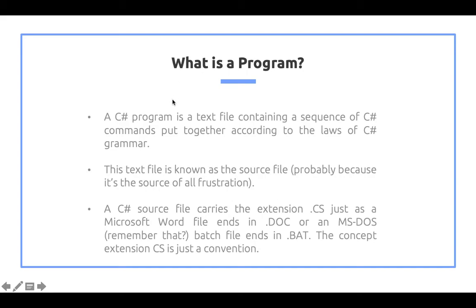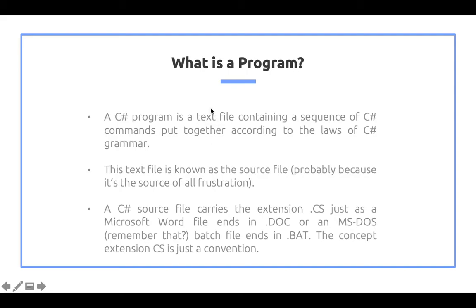So what is a program? When we are talking of a C Sharp program, it is simply a text file containing a sequence of C Sharp commands put together according to the laws of C Sharp grammar.